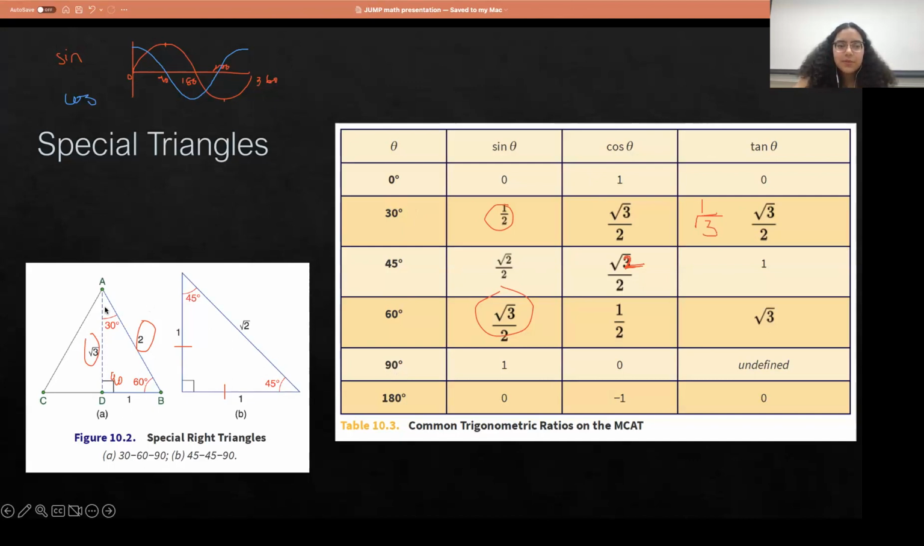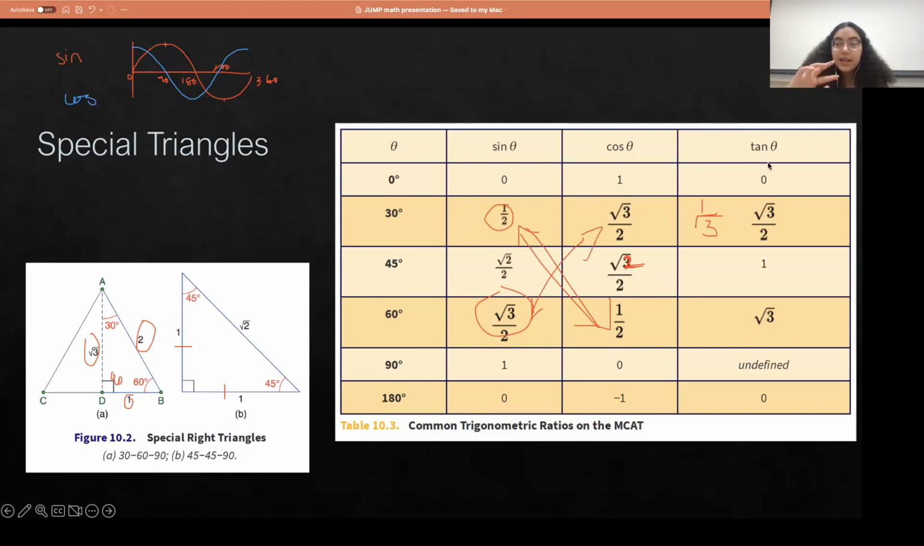So it's going to be from the 30, the opposite over the adjacent. Another thing to know about sine, cosine, and tangent, which you've already seen here, is that for 2 angles that add up to 90, so for example 30 and 60, the sine of one is going to equal the cosine of the other, as you can see here.